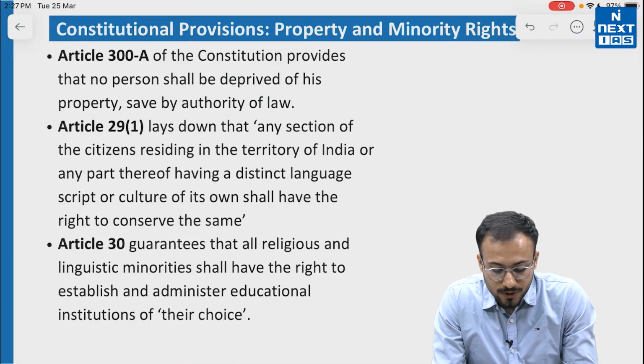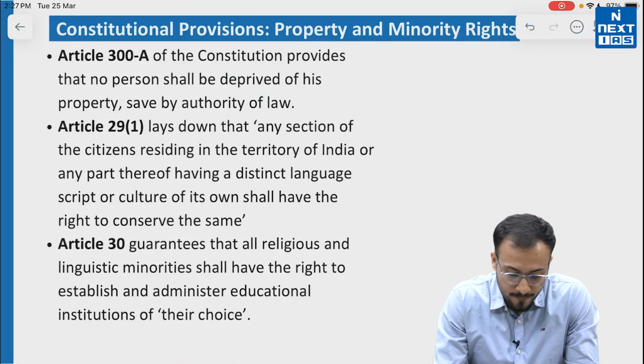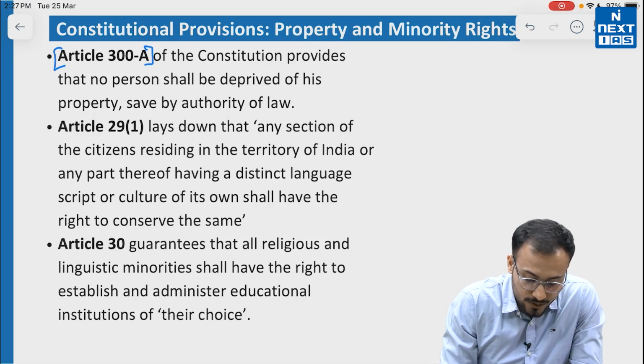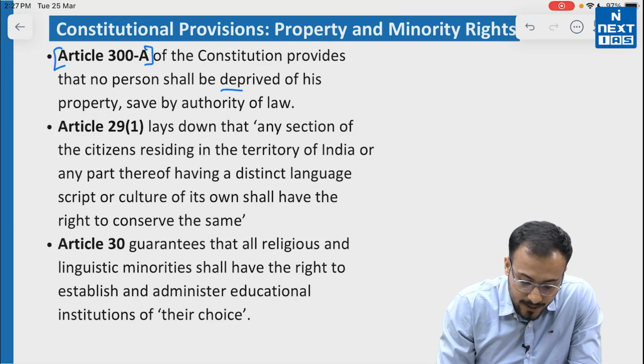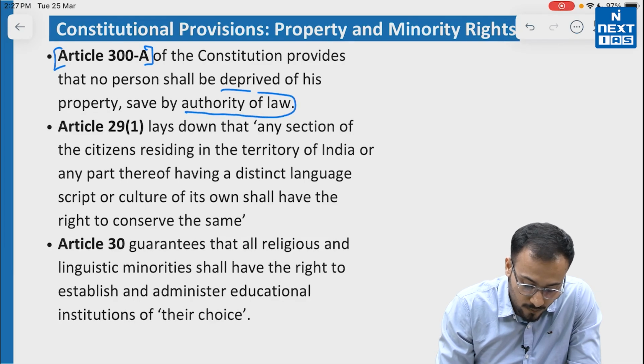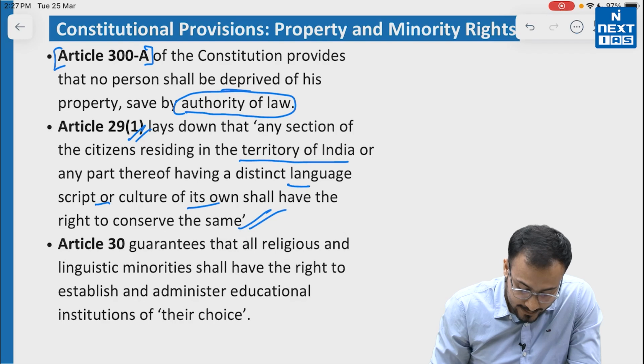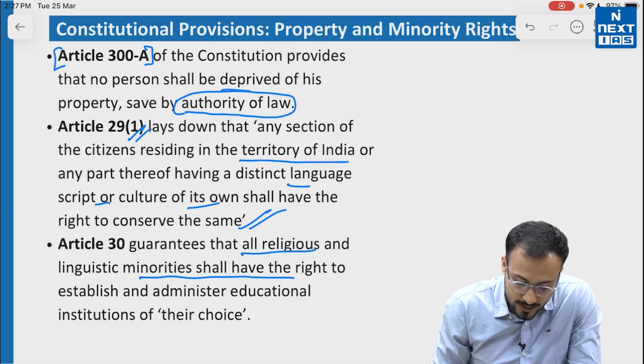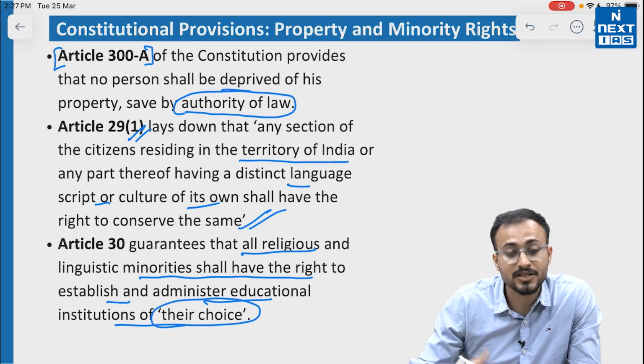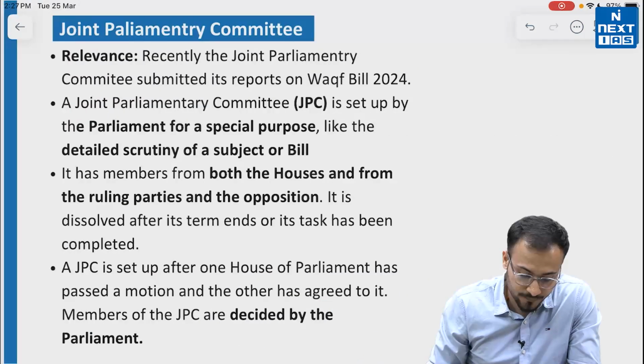Then we have some constitutional provisions related to property and minority rights. Article 300A of the Constitution provides that no person shall be deprived of his property save by authority of law. Article 29 says that any section of the citizens residing in the territory of India or any part thereof having a distinct language, script, culture of its own shall have the right to conserve the same. Article 30 guarantees that all religious and linguistic minorities shall have the right to establish and administer educational institutions of their choice. So these are special rights to minorities under fundamental rights.